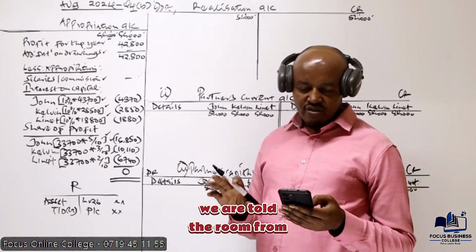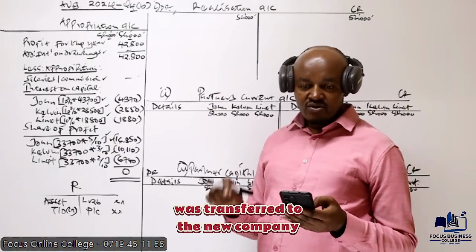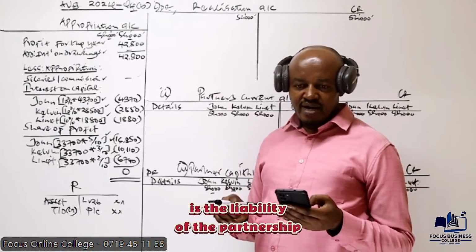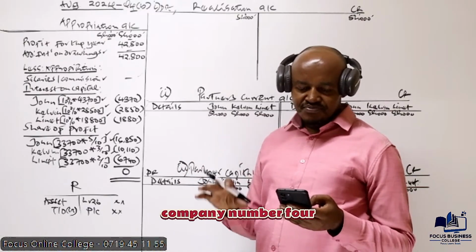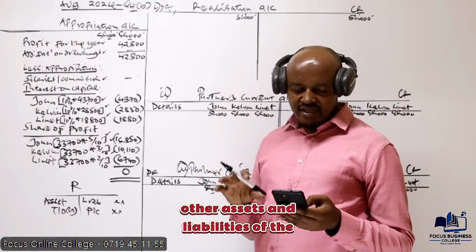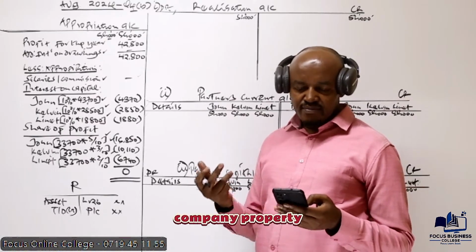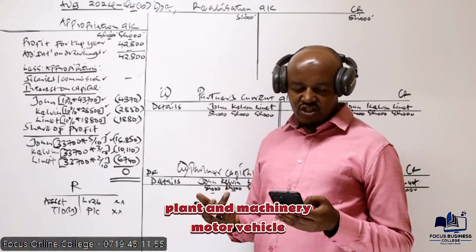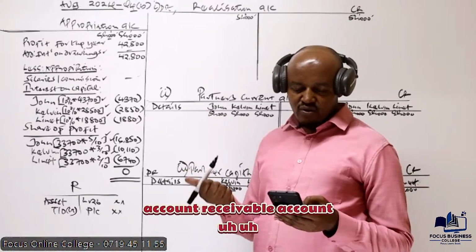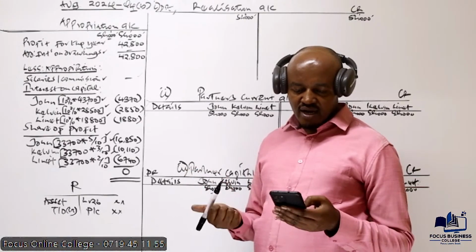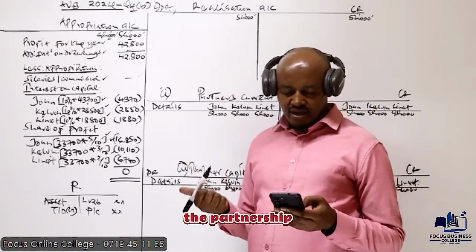In note number 3, we are told about the loan from partners, the last item in the trial balance. It is a liability of the partnership, and it was transferred to the new company. In note number 4, we are told about other assets and liabilities of the company. We are given those taken over by the company: property, plant and machinery, motor vehicle, office equipment, inventory, account receivable, and the current liabilities. All those were taken over by the company.